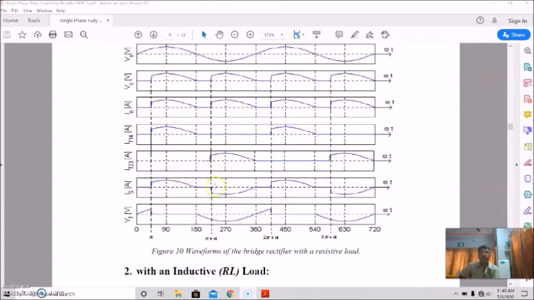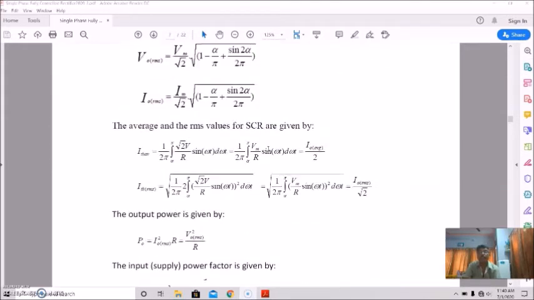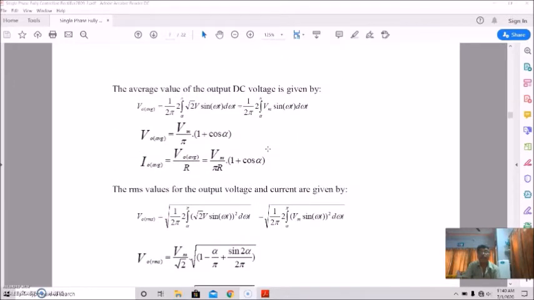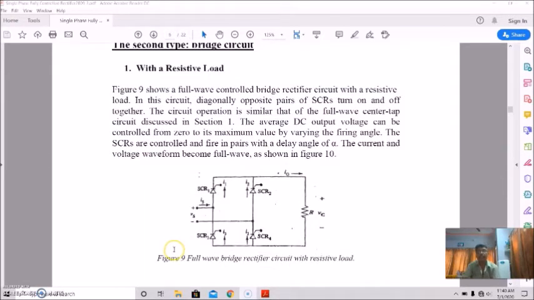Then this here, like this. This is the source current, and this is the voltage across the thyristor. So in this way, the bridge rectifier circuit with resistive load is being discussed. If we repeat our discussions, what we will find.